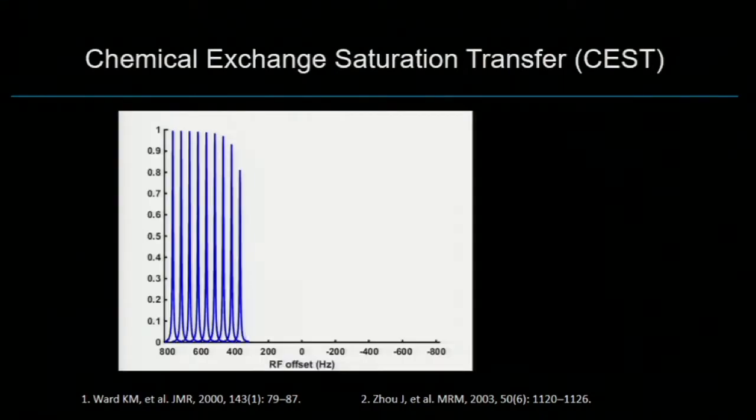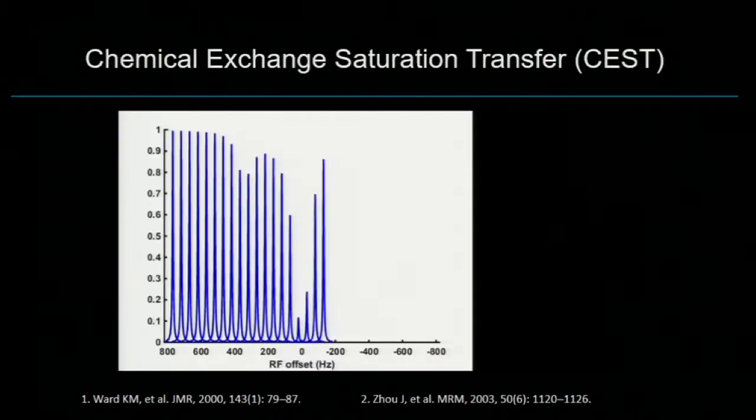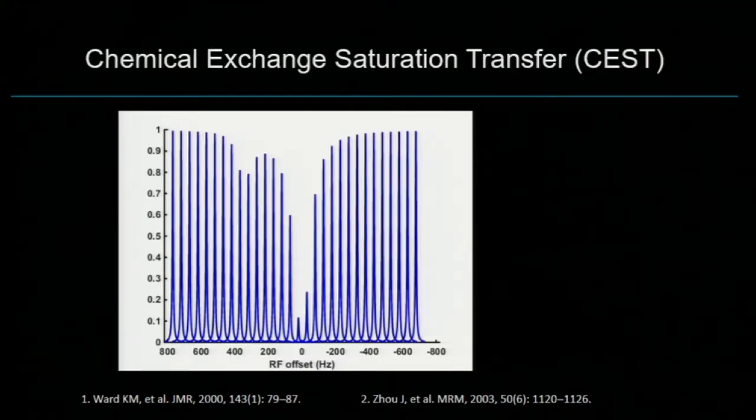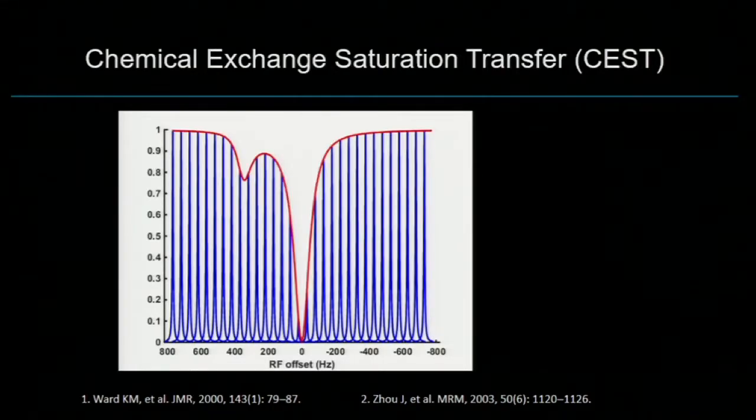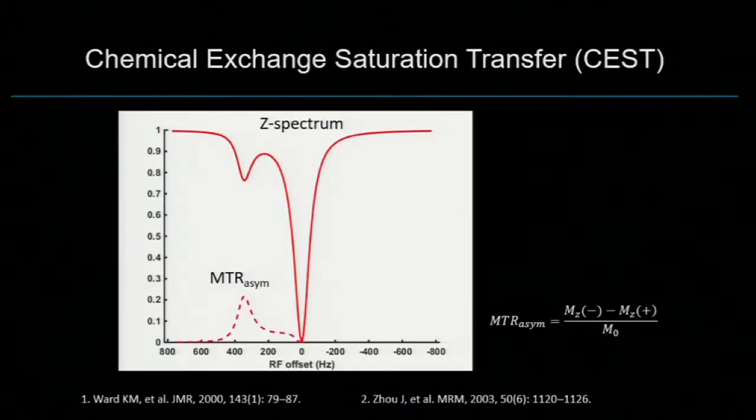So in practice, we apply the RF pulses at multiple frequencies and measure the subsequent water signal. This is the so-called Z-spectrum. Based on the Z-spectrum, we can calculate the CEST effect, the so-called MTR asymmetry. It is calculated by subtracting the left side from the right side.